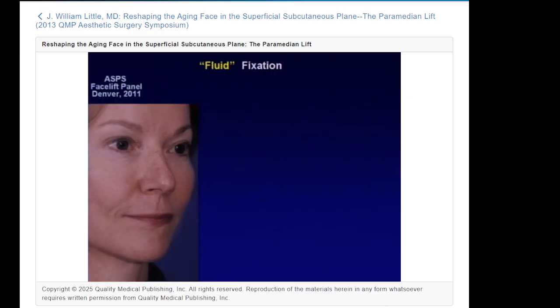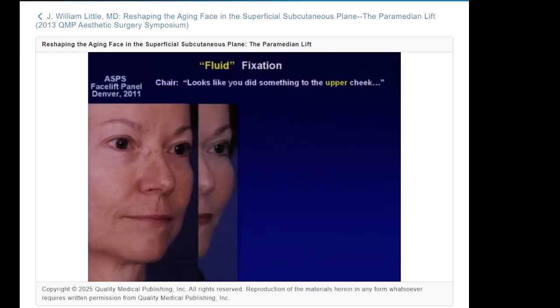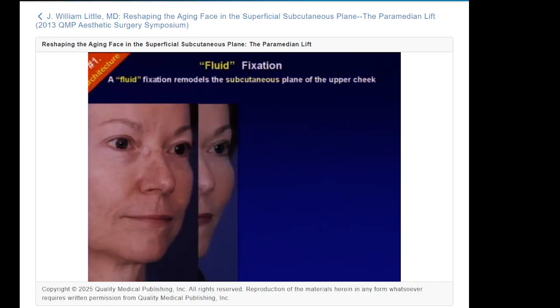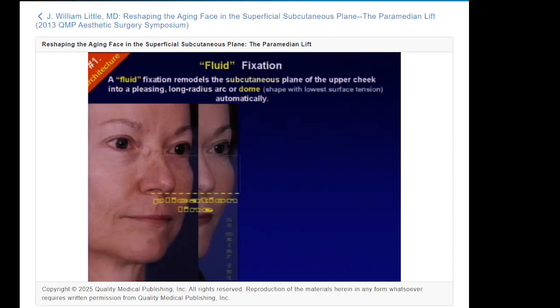It's not. This is a case done in a panel in Denver, and the moderator in that facelift panel wanted to see my cases ahead of time, and then said in the panel, well, it looks like you did something to the upper cheek. Well, no, I didn't, but it's not a rigid fixation. It's a fluid one. A fluid fixation remodels the subcutaneous plane of the upper cheek into a pleasing long radius arc or dome, which is the shape of the lower surface tension, and it does so automatically.